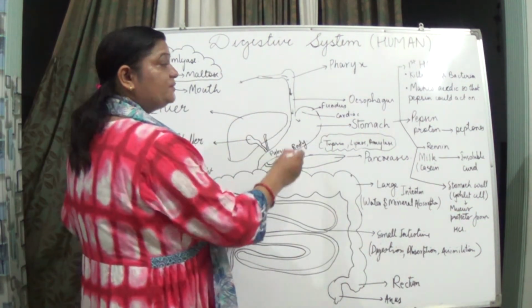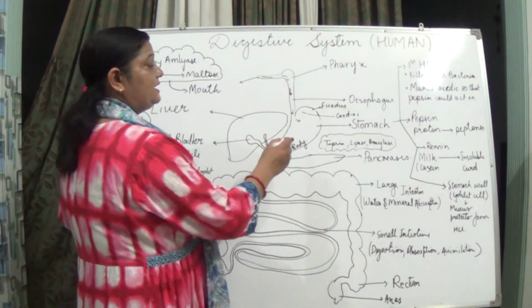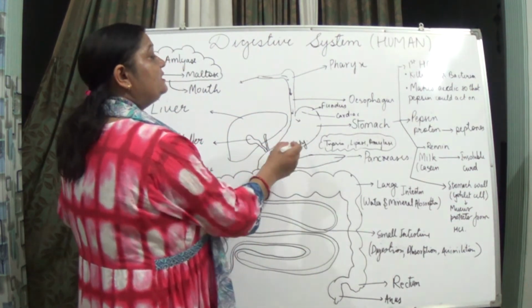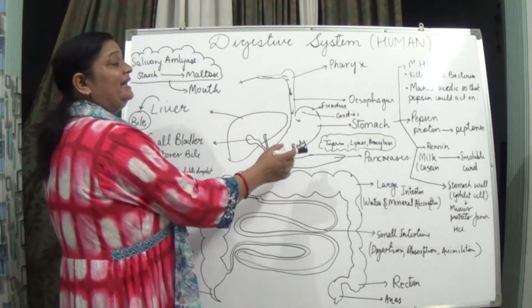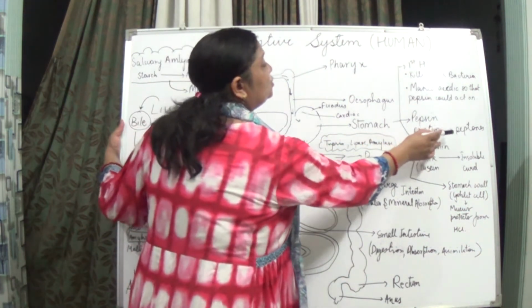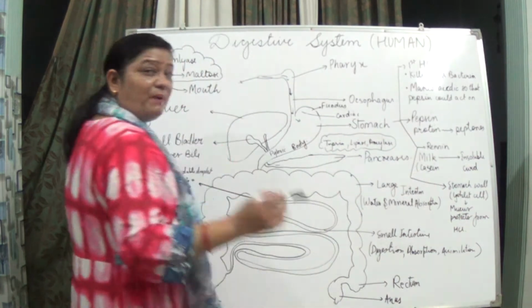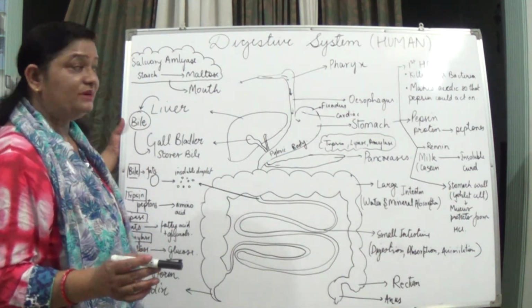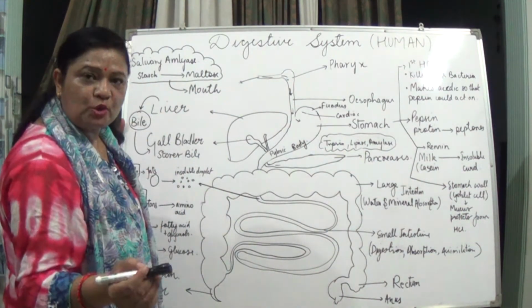Now comes the function of pepsin, the second enzyme secreted by the stomach. What does this pepsin do? It changes the protein to peptones. So it partially digests the proteins to peptones.